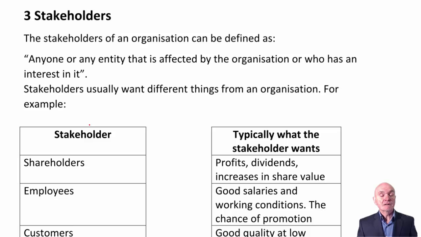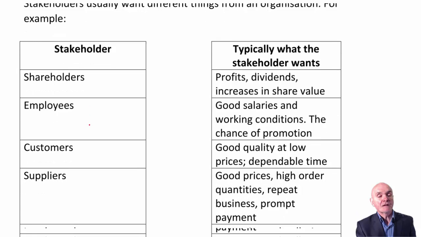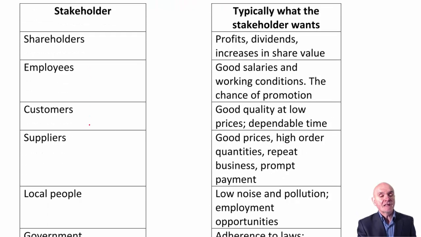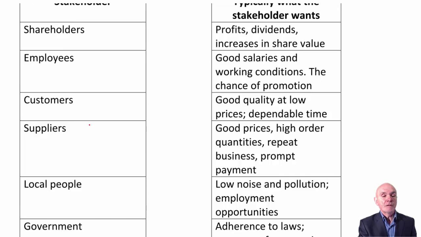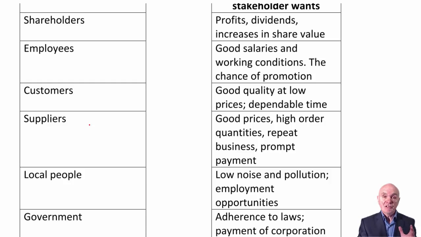The next term we must define is that of stakeholders. A stakeholder can be defined as anything or any person which is in some way affected or touched by an organization. So down the left here we have a typical list of stakeholders. These are the people who are going to be affected by organizations. You can have shareholders in a limited company, employees, customers, suppliers, the local people, and government.